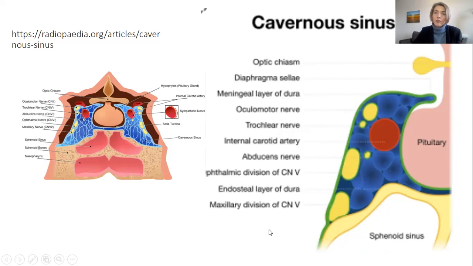It is quite important to know because pathology here, such as metastatic tumors or thrombosis, can compress these structures and cause loss of their function. And we will be talking about it in my next video.